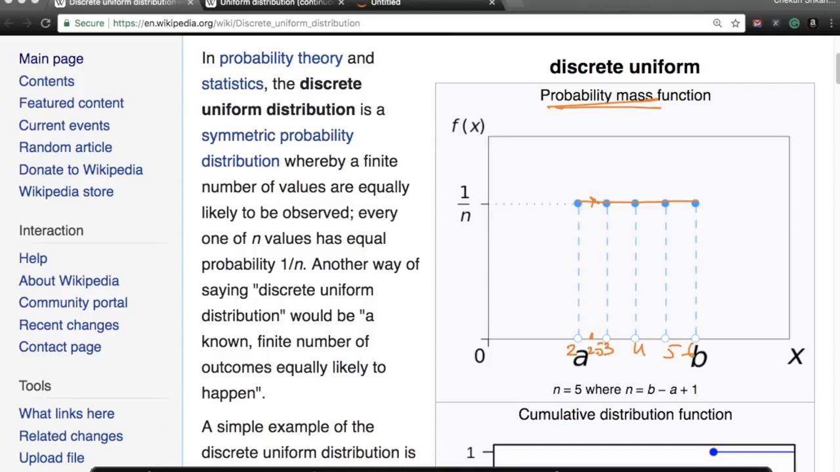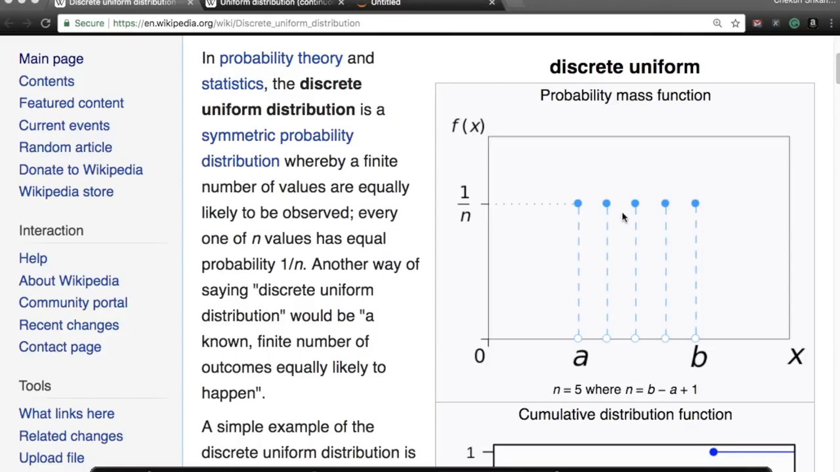So whenever you write a PMF, it's going to be just dots like this. The probability of getting this value is 1 by n. Probability of getting this value is the same, and so on and so forth. And there is no probability of getting any other value in between. So that's why it's a discrete random variable, because it can only take these discrete values. It can take this value, this value, this value, or this value. It can't take values in between.